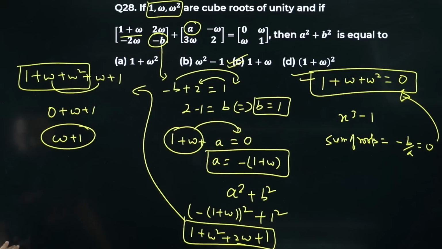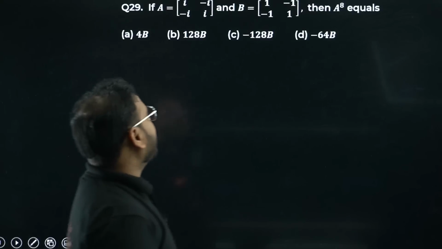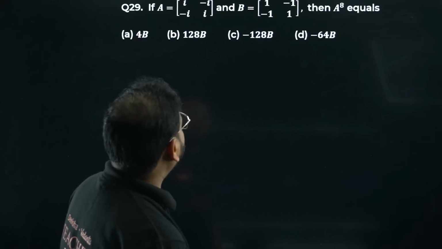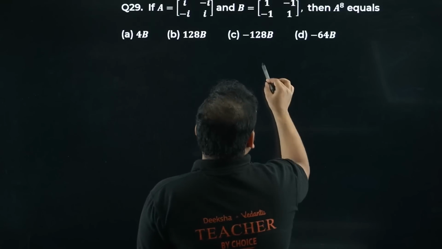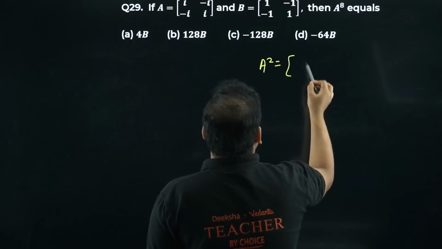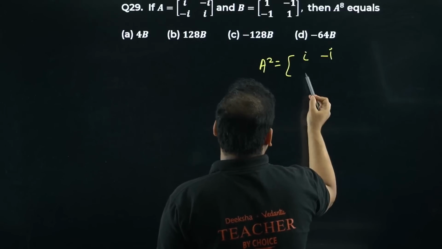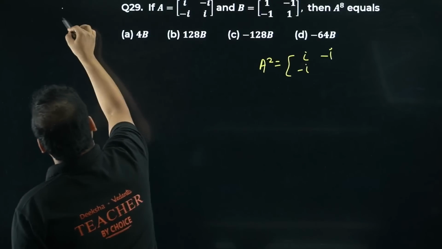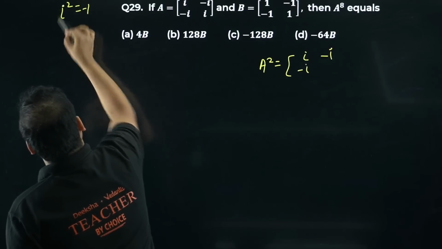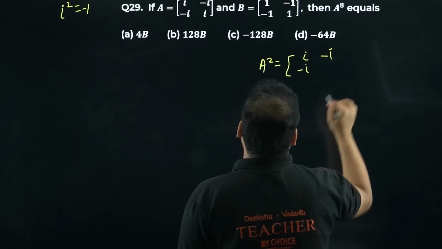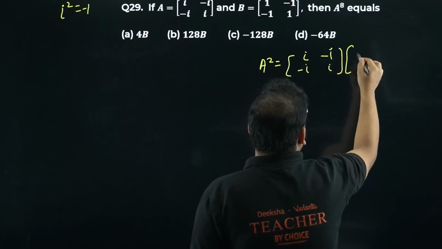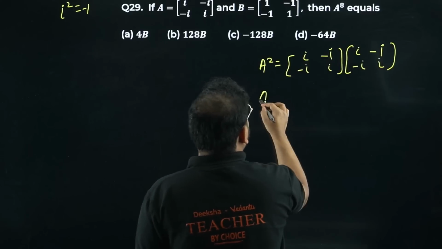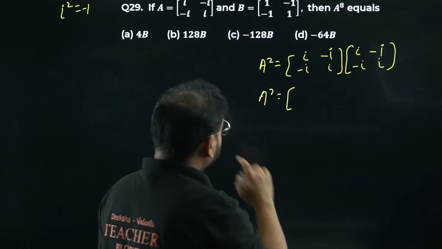29th now. What we have, A is [i, -i; -i, i]. B is given as [1, -1; -1, 1]. So let's find the value of A square first. You know what is i value, right? Iota. Basically, i square is going to be minus 1. Then I'll have over here the same thing. Multiply it now.